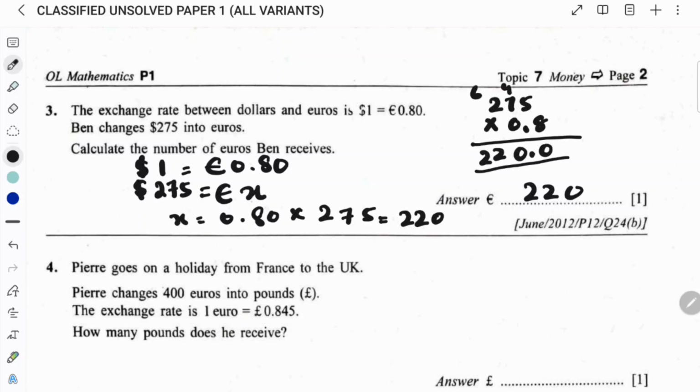Okay, 0.80 and 0.8 mean the same thing, remember. If you just add one more 0 over there, then one more 0 will be coming, and then you'll have to put 2 decimal places. So that remains the same answer, 220. Maybe this question comes to your mind, so that's why I've explained it here.